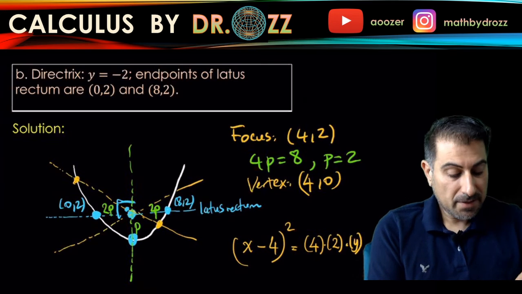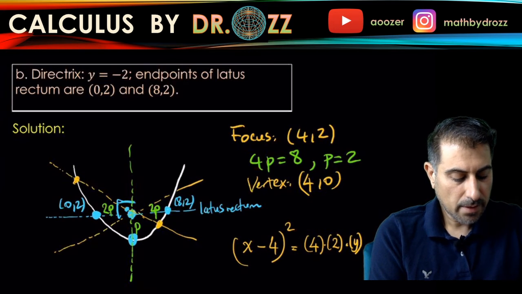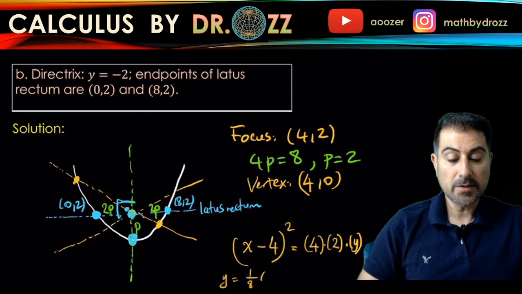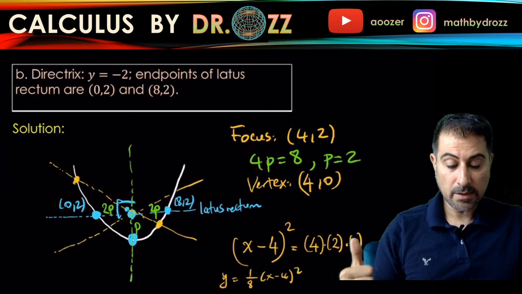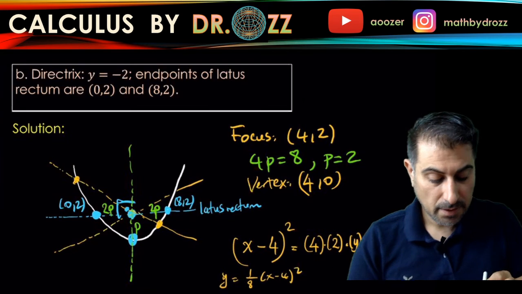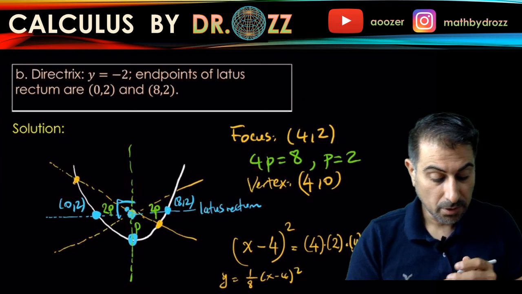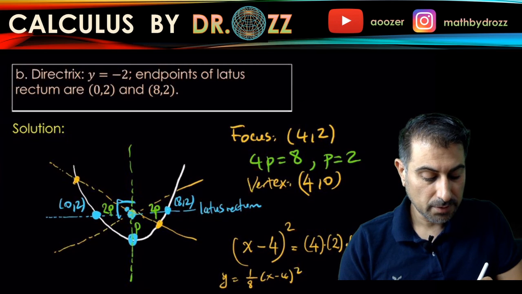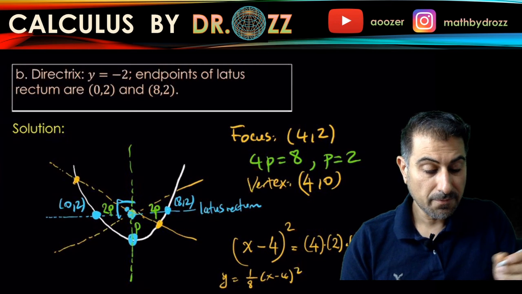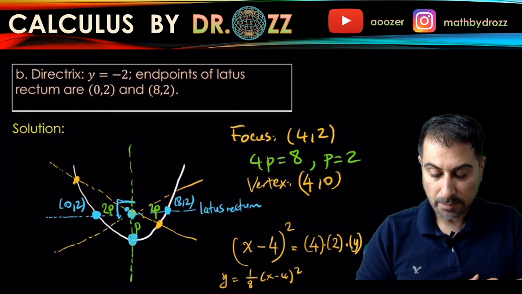You can simplify this further if you want to. y equals 1/8 (x minus 4) squared is the equation of the parabola where you're given only the directrix. In fact, we didn't really use the directrix here, but we could. So the directrix here is just placed somewhere here. In fact, why don't we graph this, and I show you the graph, and you can see what I'm talking about.